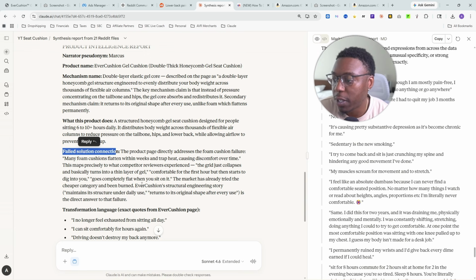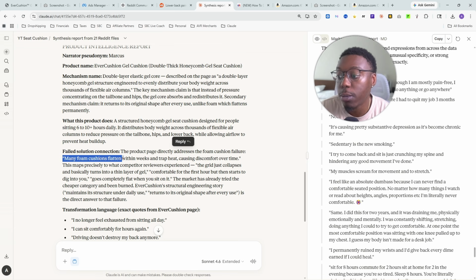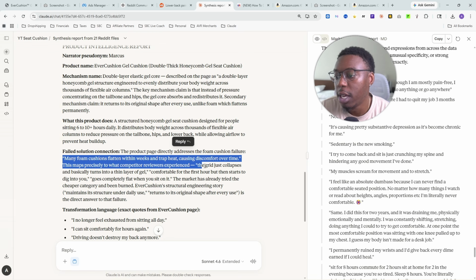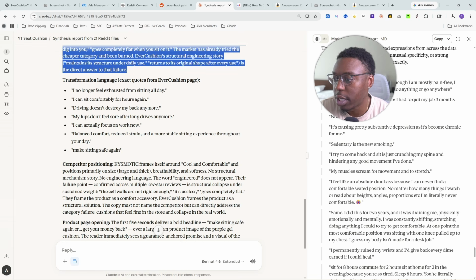But in saying that, we've got to know what they've tried. So the product page directly addresses the foam cushion failure. Many foam cushions flatten within weeks and trap heat, causing discomfort over time, right? So basically, that's what we need to know.